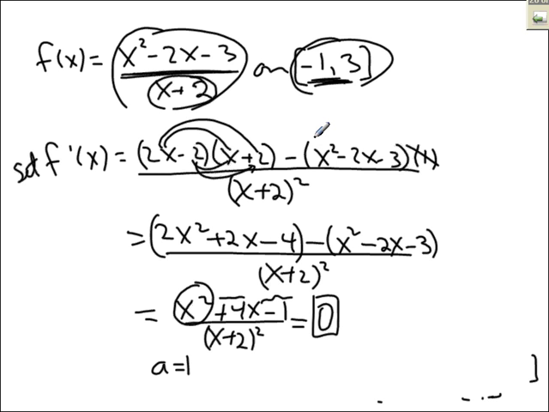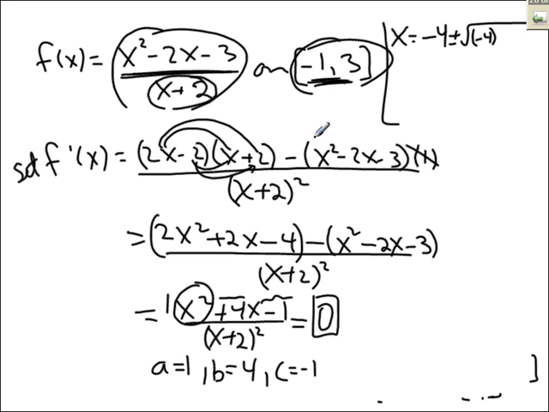A is the number in front of x squared, which is understood to be 1. B is the number in front of x, including the sign. And C is just the constant. So we have x is equal to negative b, which is 4, plus or minus b squared minus 4 times a, which is 1, times c, which is negative 1. And all of this gets divided by 2 times a, which is 1.